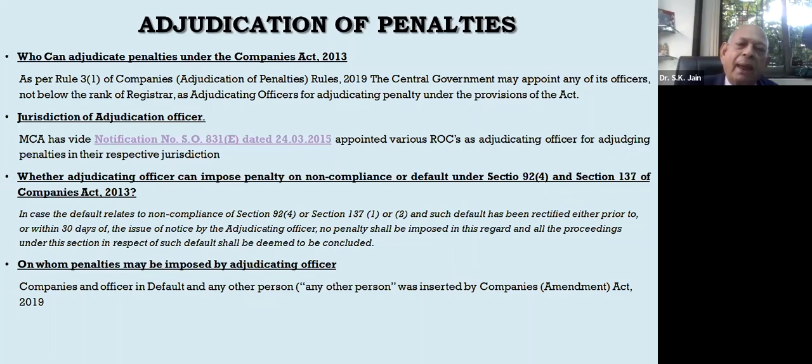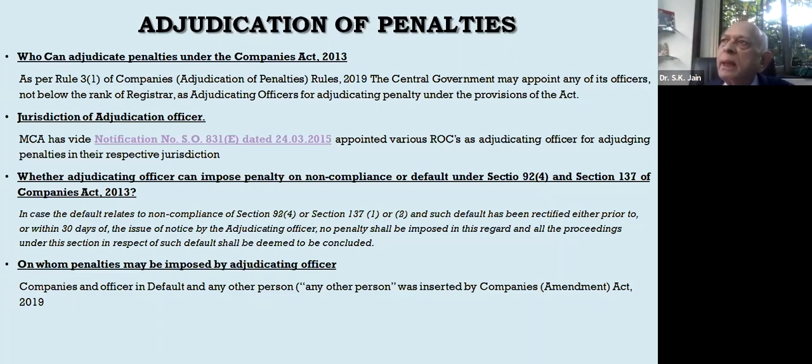Now, in all cases, the registrar of companies, they have been designated as adjudicating officers for initiating adjudication proceeding. Now, jurisdiction of adjudication officer, MCA has wide notification dated 24/3/2015 appointed various ROCs as adjudicating officers for adjudging penalties in their respective jurisdiction.